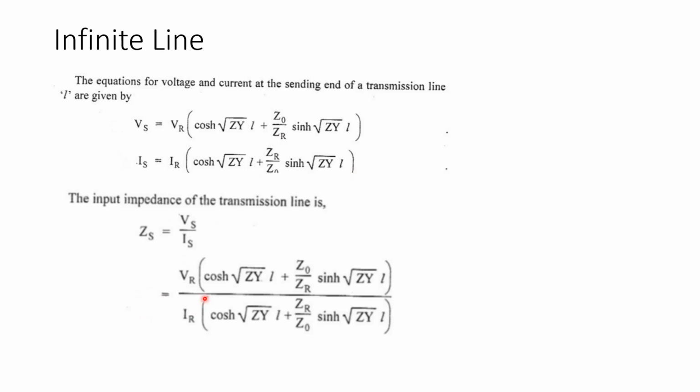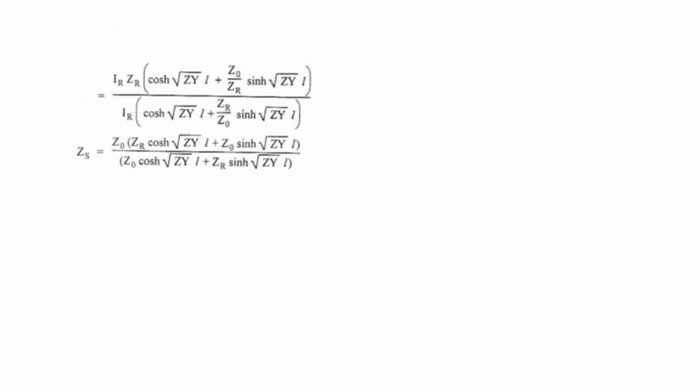Then Zs becomes Vr into cosh root ZY into L plus Z0 by Zr sinh root ZY into L, divided by the Is value. Then we write the value of Vr as Vr equal to Ir into Zr. Here we replace Vr by Ir into Zr. Then the remaining terms are the same. Here Ir gets cancelled. Then it becomes Zr into cosh root ZY into L plus Z0 by Zr sinh root ZY into L, divided by cosh root ZY into L plus Zr by Z0 sinh root ZY into L.